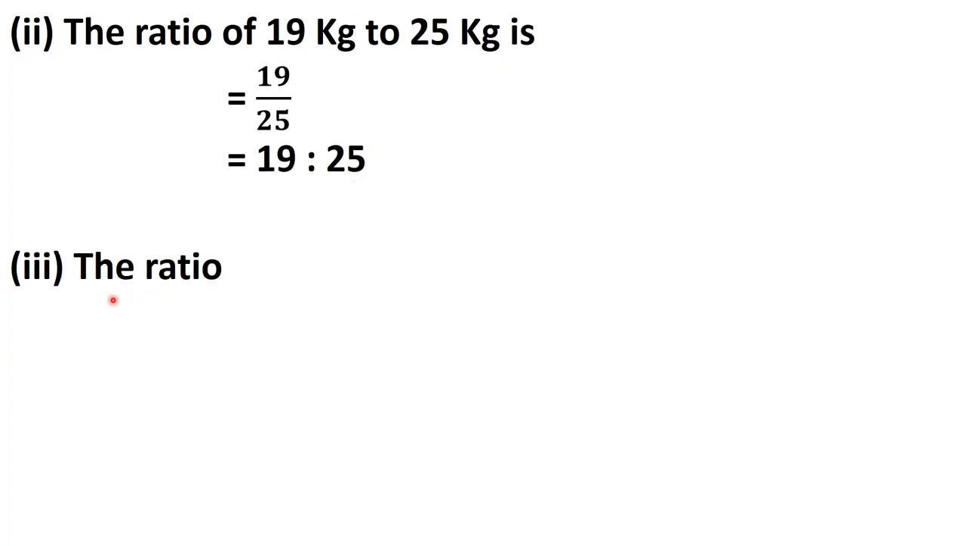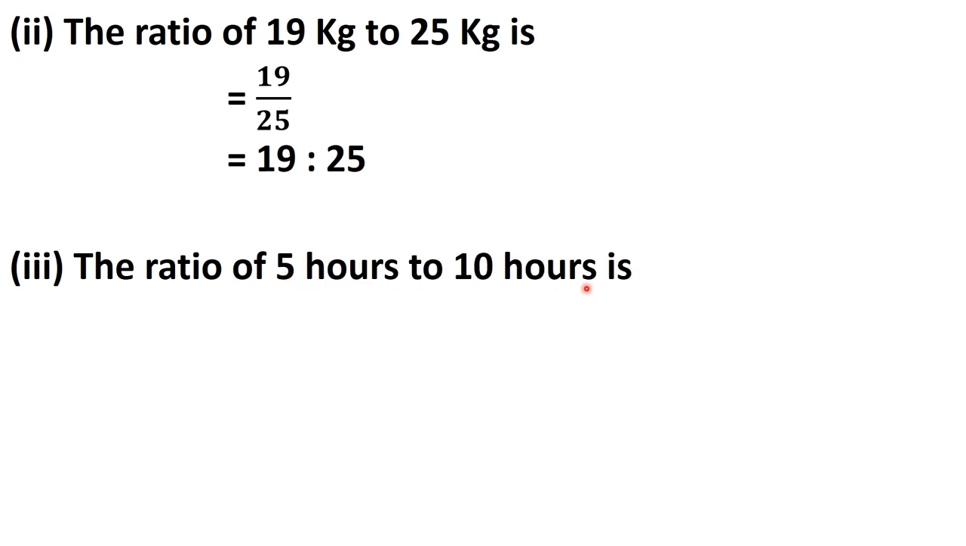See one more example. The ratio of 5 hours to 10 hours. We have two quantities now, 5 hours and 10 hours. Here also units are same. So it is 5 upon 10. Okay. And see, now we are able to convert 5 upon 10 into simplest form. So we always write down ratio in simplest form. It is 1 upon 2. 5 ones are 5, 5 twos are 10. And what is the ratio now? 1 ratio 2. Isn't it simple?